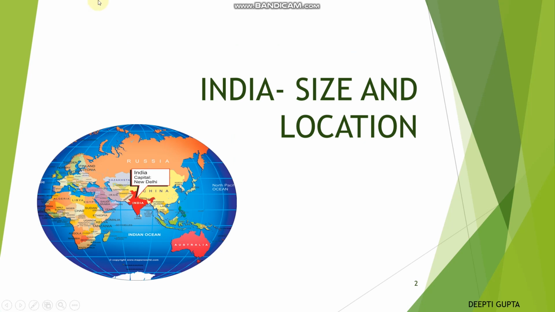The name of the chapter is India, Size and Location. Here on this globe or in the map of the world we can see the location of India. Here it is placed, right?